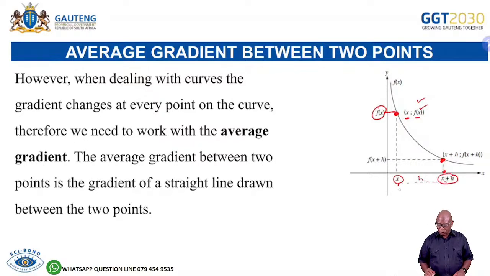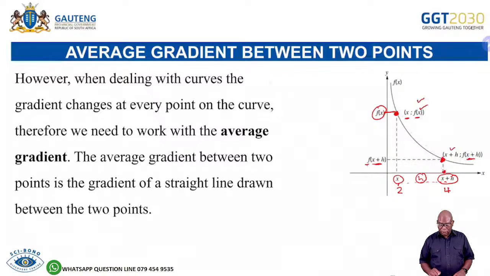Just to make an example, if that point here is 2 and here it's 4, it means that my h will be 2. So I've just added the 2. So now I'm working with the x plus h. This point here will be x plus h, f of that, which is the y value. So if I'm working with these 2 points, I need the gradient of that point.